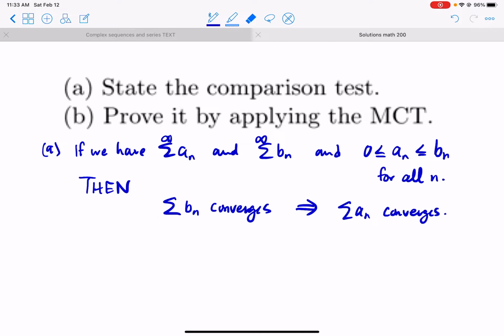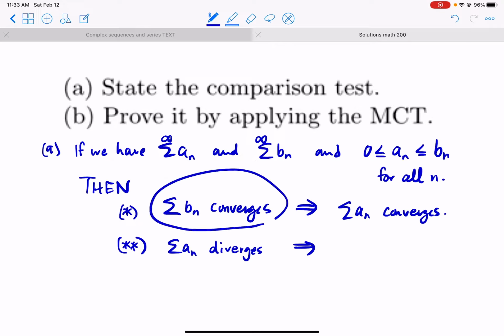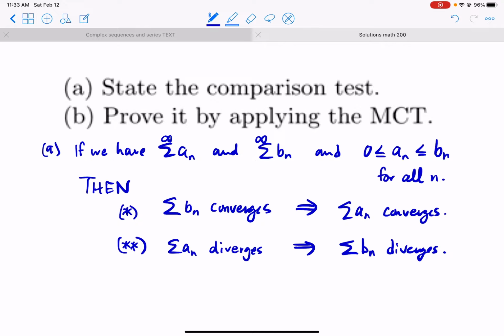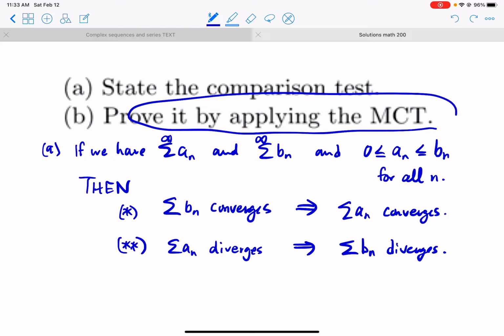I guess I can get rid of this if. Let's call this statement star, and then the second statement is logically equivalent. We say not this implies not this. Okay, what does this mean? Well, this means that if the smaller ones diverge, well, then the bigger one probably diverges too. Okay, and in fact, not probably, it does. And now let's prove it. Let's prove it by applying the monotone convergence theorem.